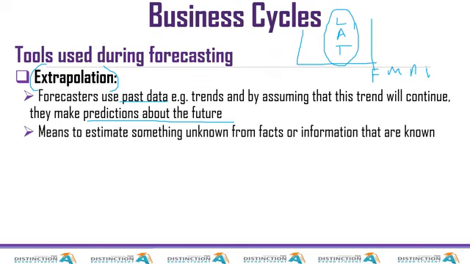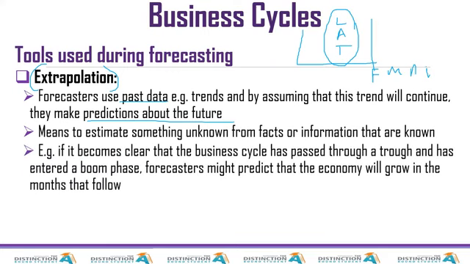And so this one is very easy to understand because that's basically what we've been doing. Because when I was using the length to predict the future, that technique is extrapolation. When I use the amplitude, when I use the trend line, it means to estimate something unknown from facts or information that is known. So what is it that we know? We know that the previous length was 48 months. And so we predict that the next one could be more or less the same. So that technique of using the previous length to predict the next, come on, it's extrapolation.